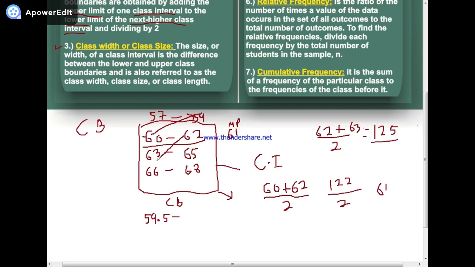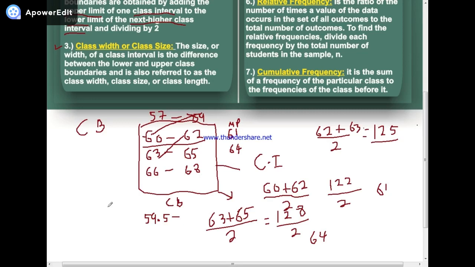61. And the midpoint of the second class interval, that was 63 plus 65, divided by 2. So that would be what? 63 plus 65 would be 128. Now 128 divided by 2 will give you what? 2 in 12, that is 6, and 2 in 8, that is 4. So that means this one will be 64.